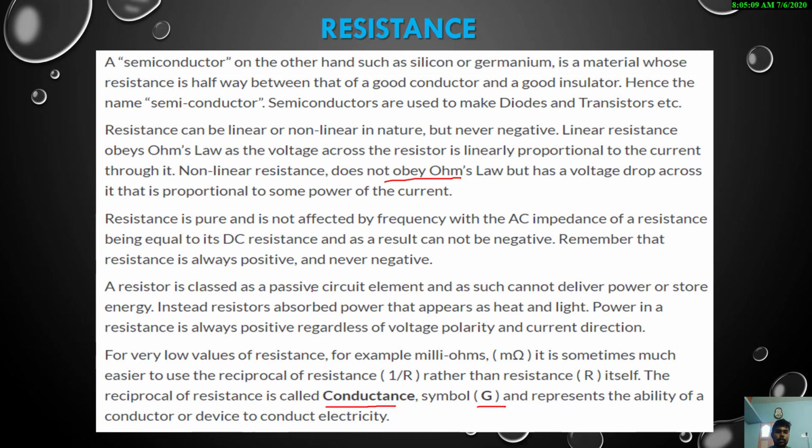Next, resistance does not have polarities, positive and negative. It can be used as such. This is about resistance.